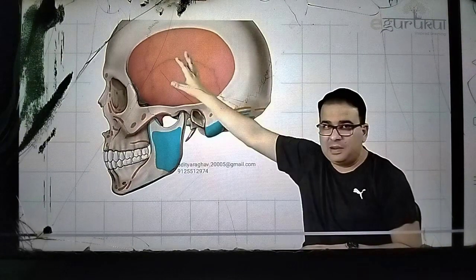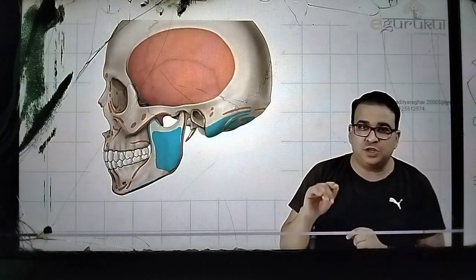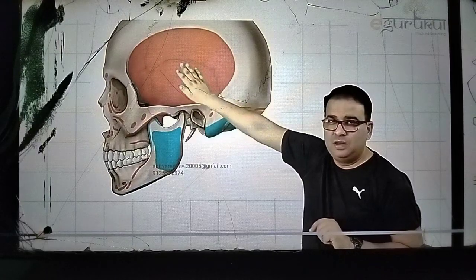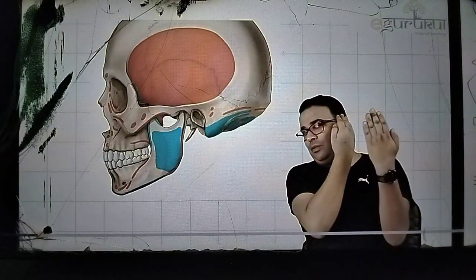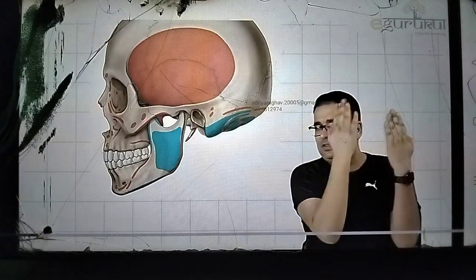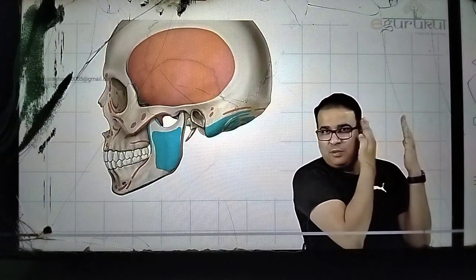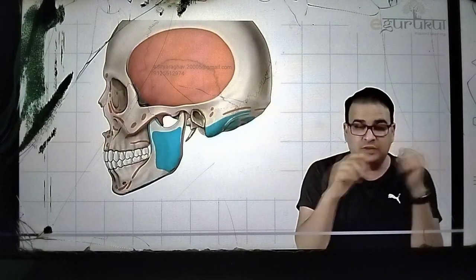It is originating from this entire temporal fossa and also from the temporal fascia which is covering it. So there is a fascia outside it, that is temporal fascia. So the muscle is taking origin from inside also from the bone and outside also from the fascia. So this is the muscle here, temporalis. It is basically taking origin from the temporal fossa and from the temporal fascia also.